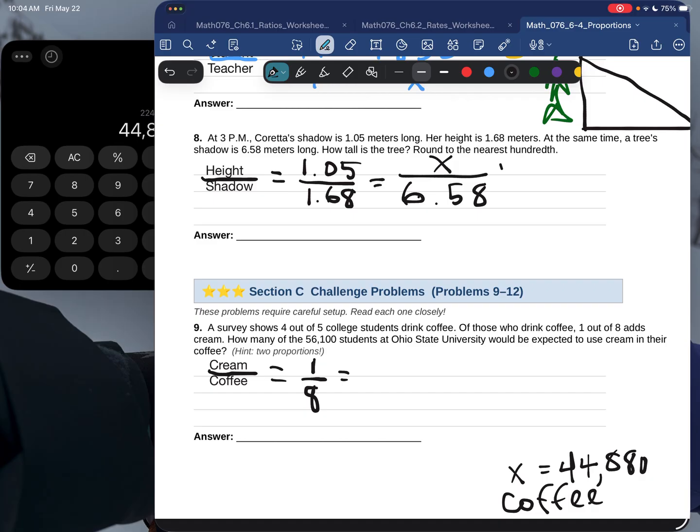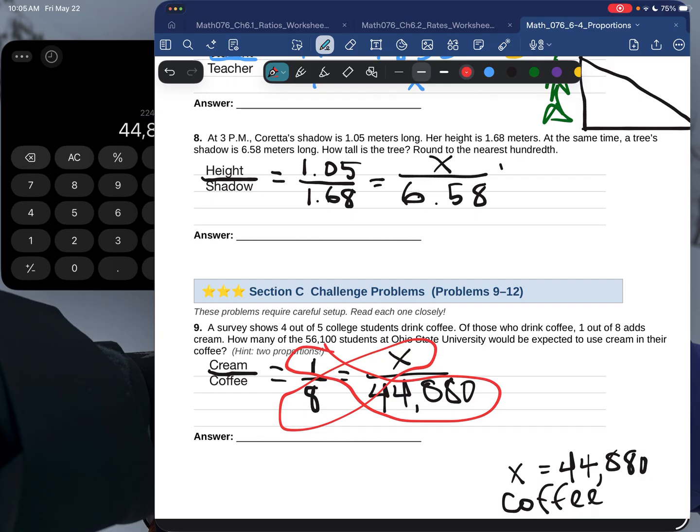And then I know I've got 44,880 coffee drinkers, and I'm trying to figure out how many of them use cream. Okay, we're set up, and I'm going to cross multiply. So I get 8x equals 44,880. Technically it's times 1, but I'm not going to show that. And now I want to get x all by itself, so I'm going to divide both sides by 8.